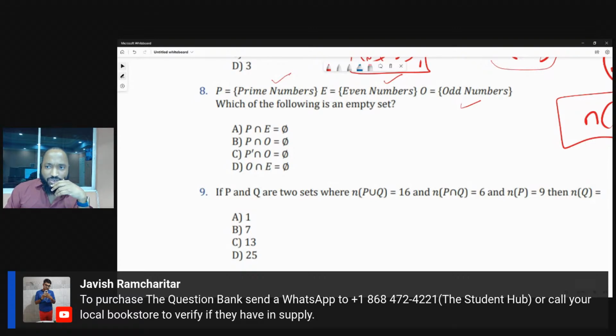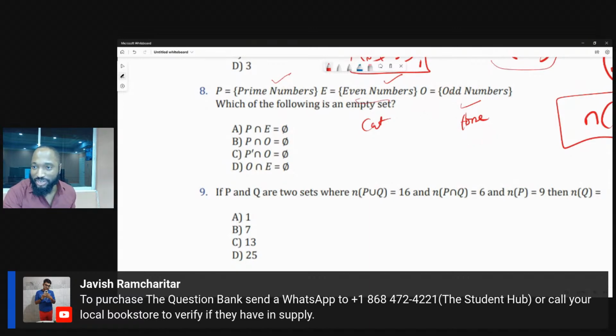So prime numbers, even numbers, odd numbers, which of the following is an empty set? Which one do you think? Have you ever seen an odd number that is an even number at the same time? This is like asking if you ever see a horse that is a cat at the same time, right? You understand what I'm saying?